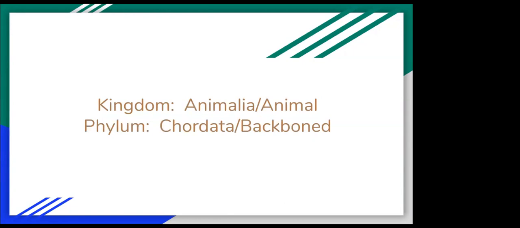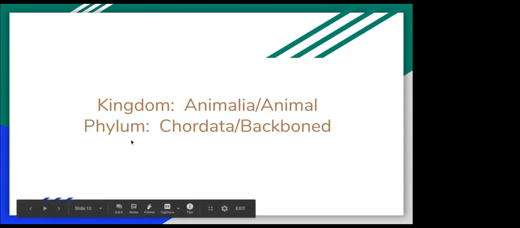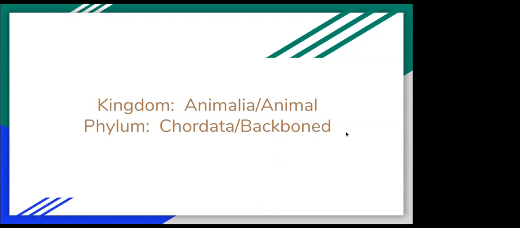Phylum. A cat goes under the Chordata phylum, which is for backboned animals. So any animal with a backbone, lizard, snake, cheetah, cat, all fall into this phylum, which excludes insects. They have exoskeletons, so they do not go into this phylum. They go into a different one.